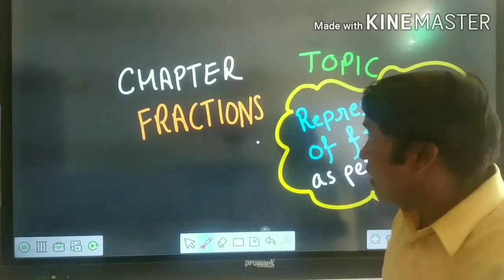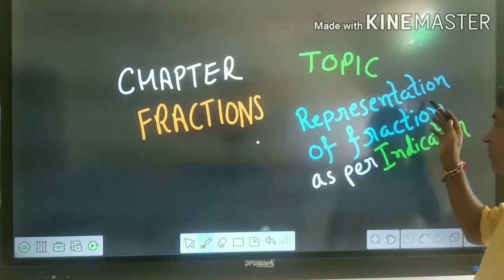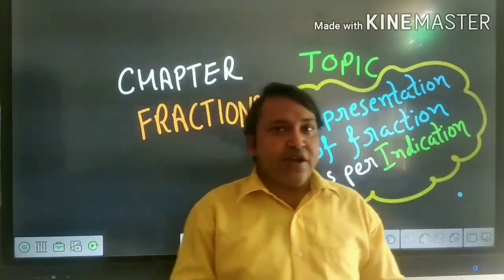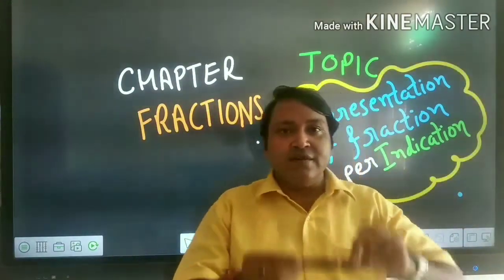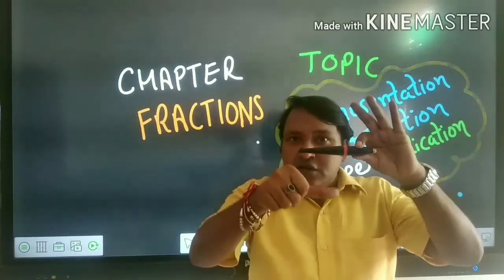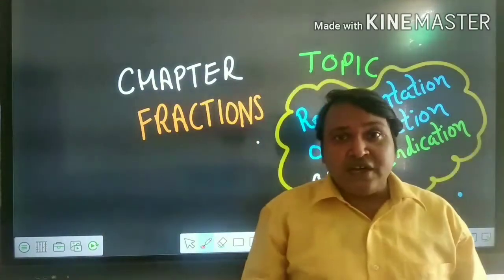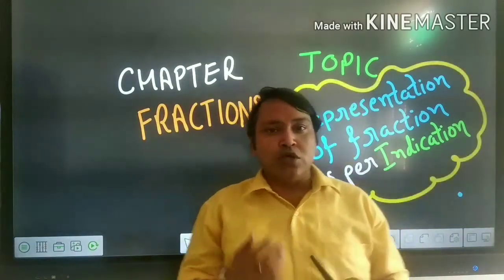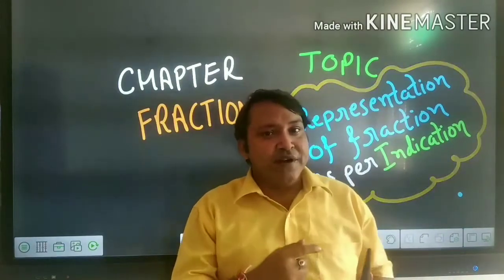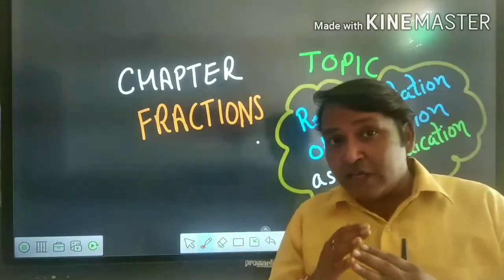Now in this video we are going to learn the chapter fraction and its topic of concern is representation of fraction as per the indication. Students, we know that in a fraction there are three parts. One is the division bar, and the above portion is called the numerator and the below part is called the denominator. As per the given instruction, we will have to fill up those places which are required as per the question in the numerator and denominator, and we will make the fractions as per the question.